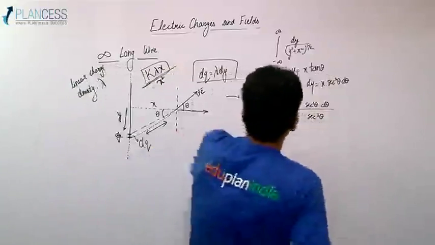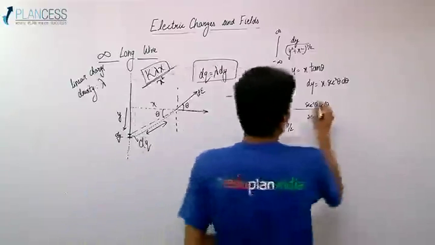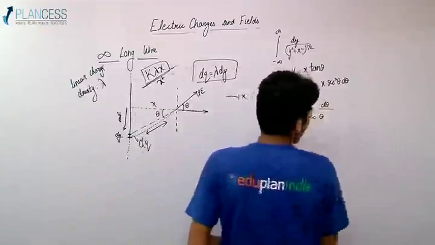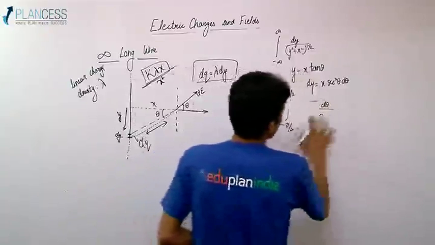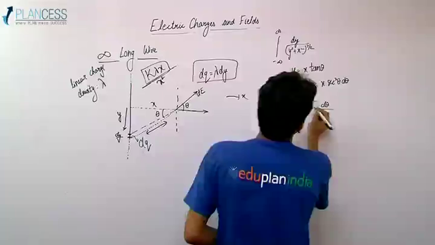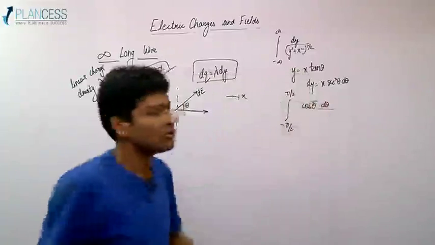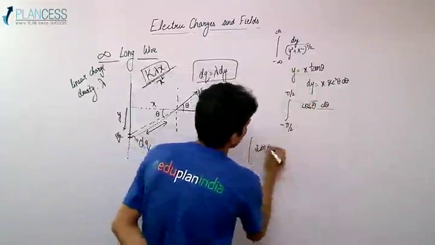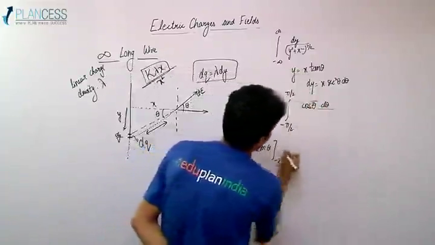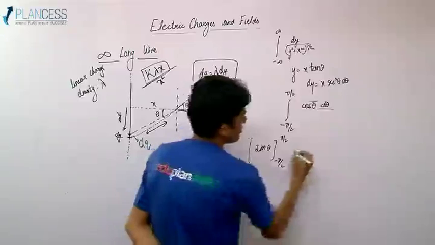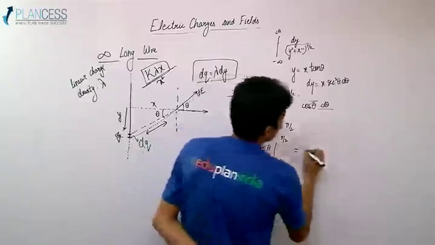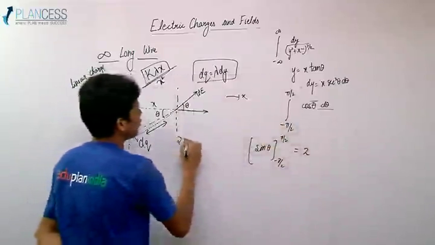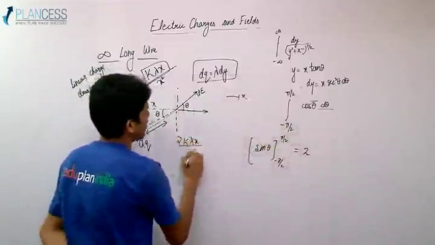And what happens is sec square theta gets cancelled out with this, and we are left with only 1 sec theta in the denominator, which can be written as a cos theta in the numerator. So this integration gets simplified to this quantity. The integration of cos theta can be written as sin theta from minus pi by 2 to pi by 2, and when we put the limits, it will come out to be 2. So the final formula comes out to be 2k lambda x upon x square.